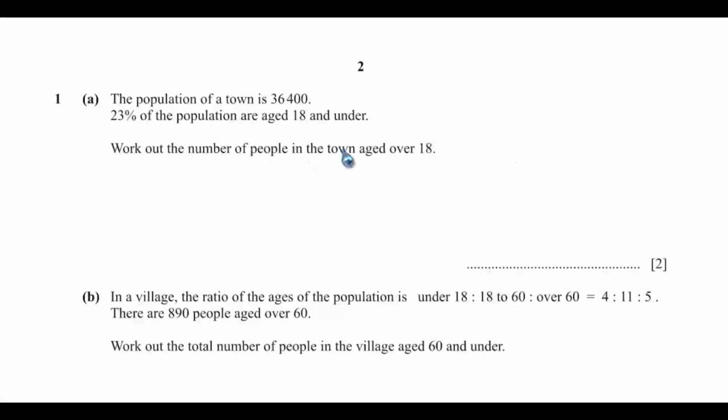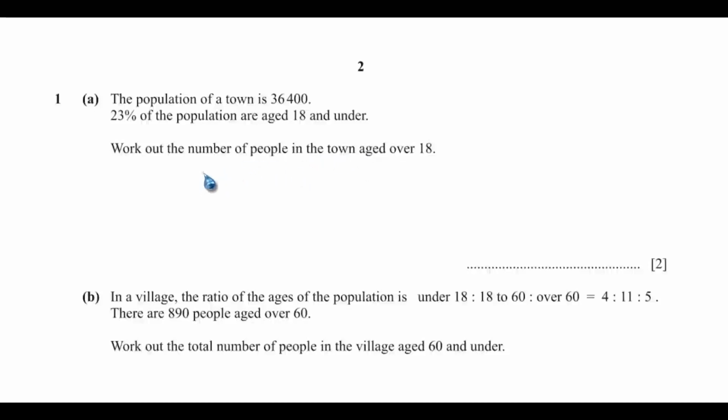Question 1. The population of a town is 36,400. 23% of the population are aged 18 and under. Work out the number of people in the town aged over 18.